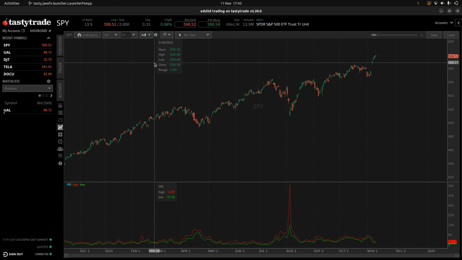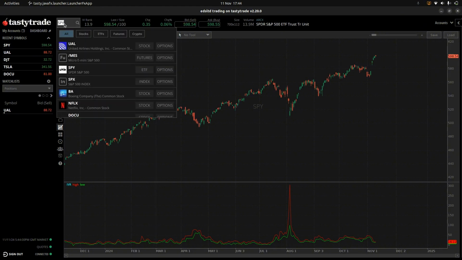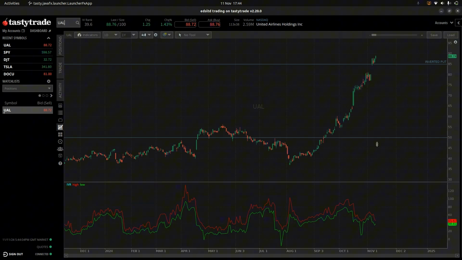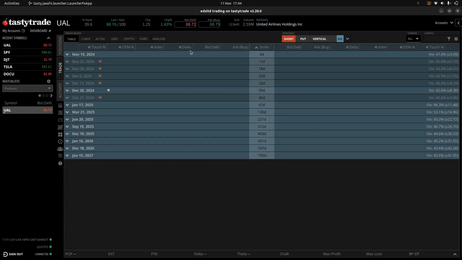So the first thing you want to do is pull up any equities underlying in your portfolio. We can just have a look at UAL here, and we've got a position currently on UAL, but it doesn't matter. We just want to have any underlying open, and we want to see a list of expirations for that underlying. And the purpose of this step here is to see which expiration date we're going to choose and how far out in time it is.